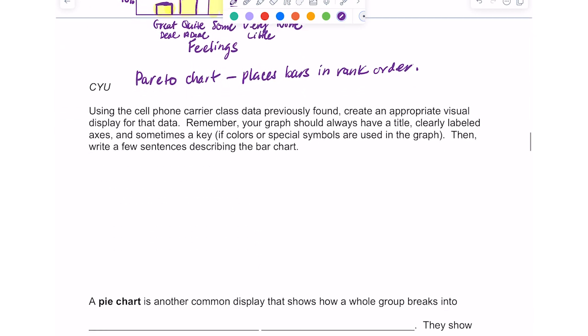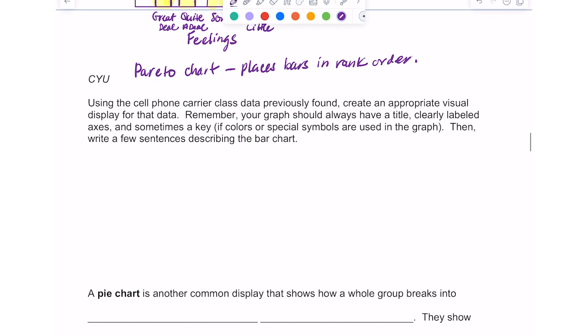Okay, you can feel free to pause the video now and try to do this next problem and then unpause it when you're ready to go over it. Using the cell phone carrier class data previously found, we want to create an appropriate visual display for that data. Remember, your graph should always have a title, clearly labeled axes, and sometimes a key. You can also use a key when you have colors or special symbols used in the graph. And then you're going to write a few sentences describing the bar chart. So what do you notice about it?